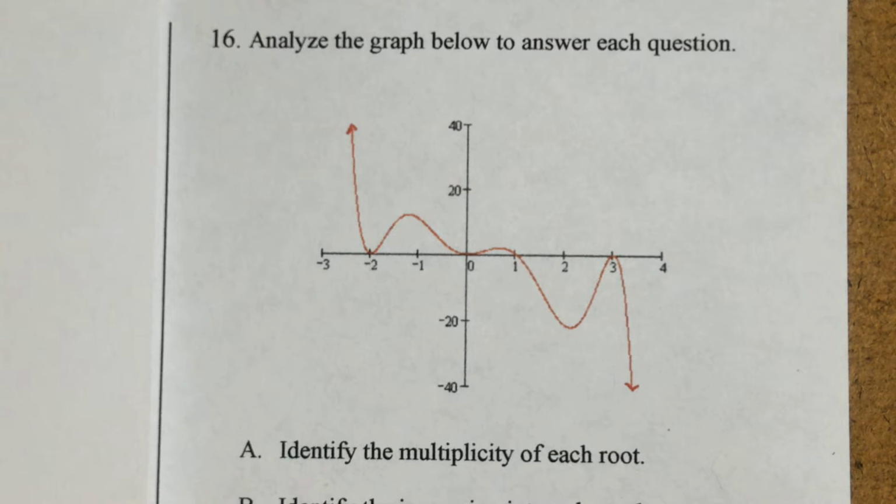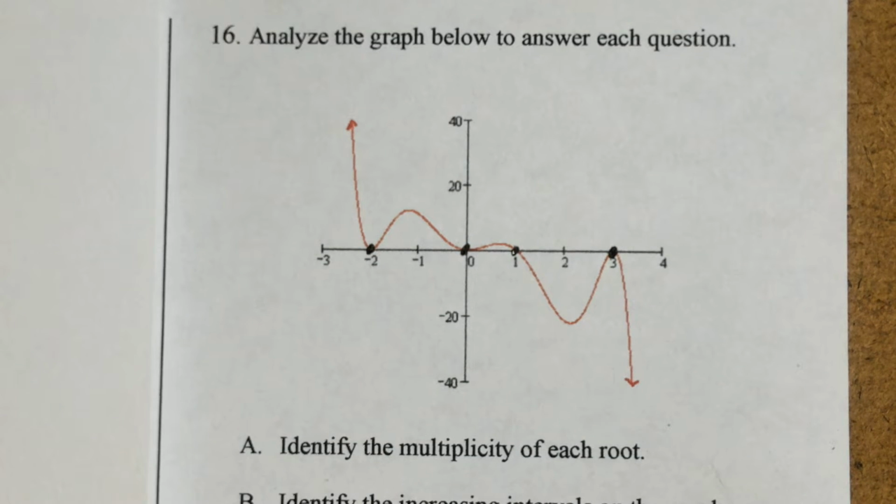Analyze this graph. We're going to start by identifying the multiplicity of each root. I'll look on the x-axis and identify all of the x-intercepts. For this particular problem, when x equals -2, we do have a real root, but the multiplicity is even. In fact, it has a multiplicity of 2 because it bounces off.